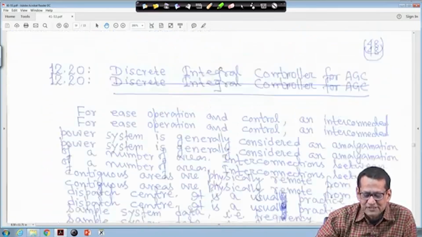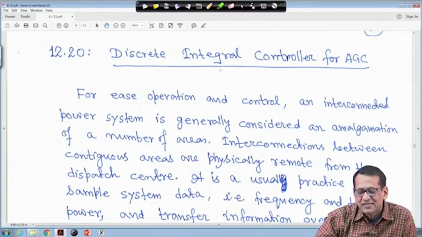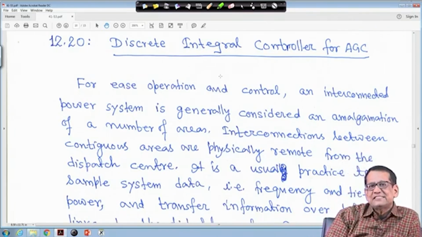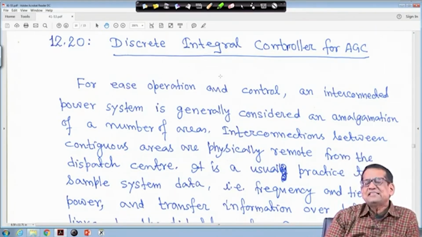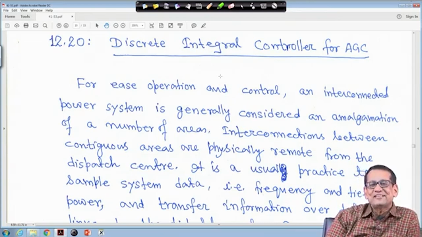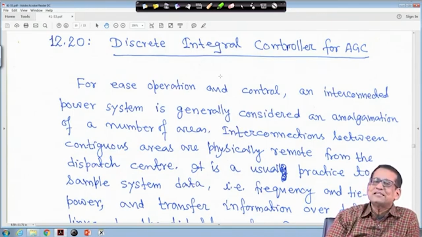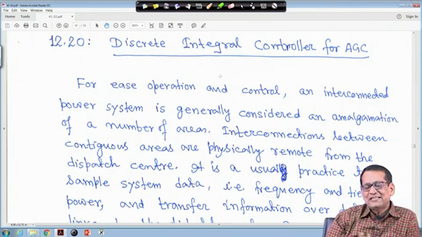This is generation rate constant. Another thing is the discrete integral controller for AGC. Look, any system is actually a continuous system in reality. A power system itself is a continuous system, right. But the controller part can be put in the discrete domain, where the power system is in the continuous domain. So in reality, that controller must be in the discrete domain.